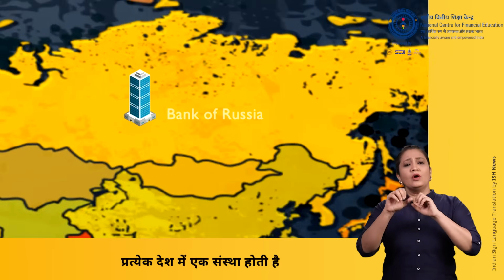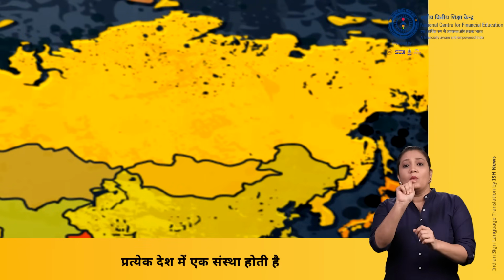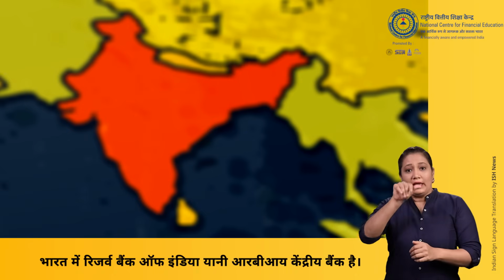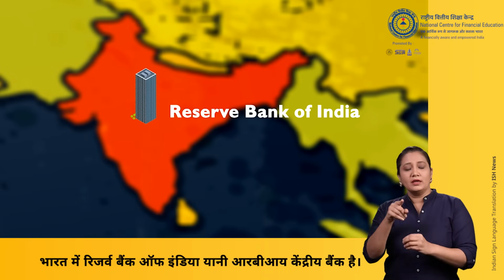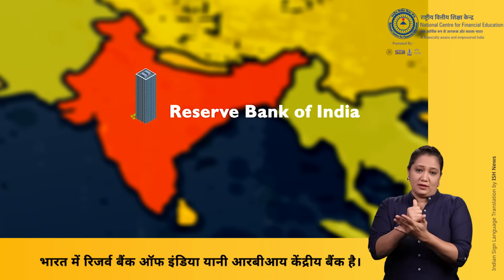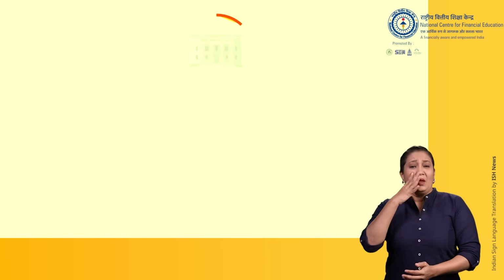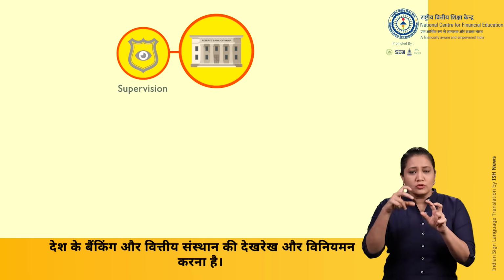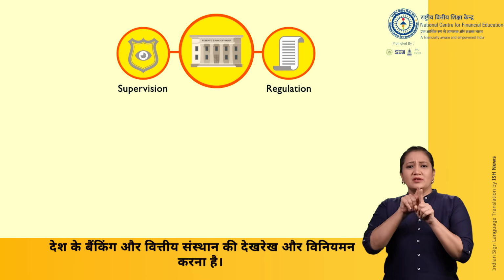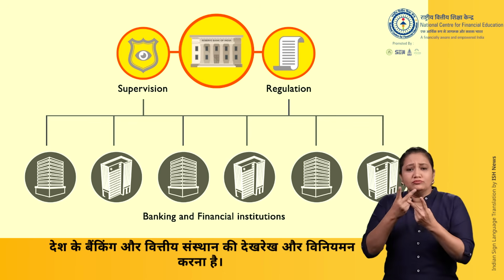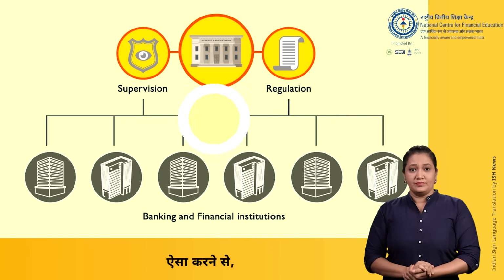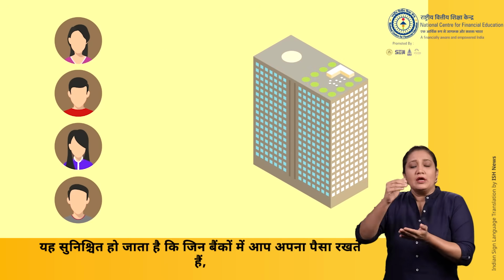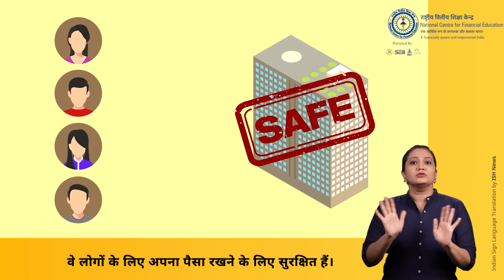In every country, there is one organization which works as the central bank. In India, the Reserve Bank of India, that is RBI, is the central bank. The primary function of the central bank of a country is to supervise and regulate the banking and financial institutions of the country. By doing this, it makes sure that the banks in which you keep your money are safe for people to keep their money.